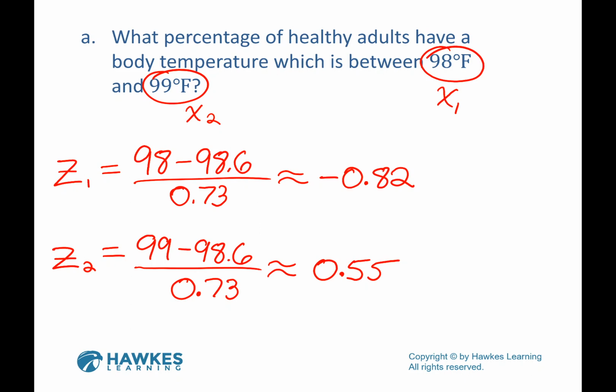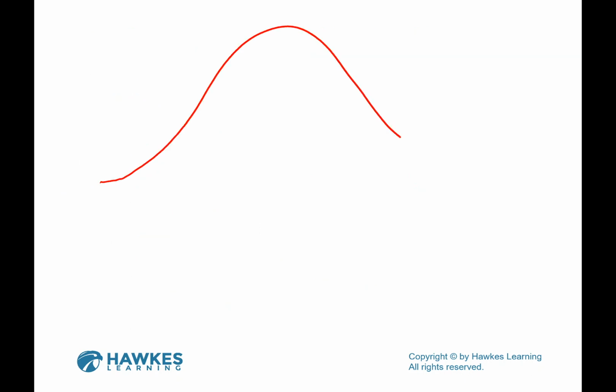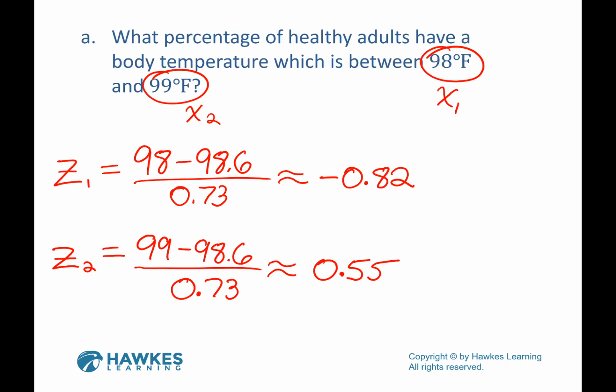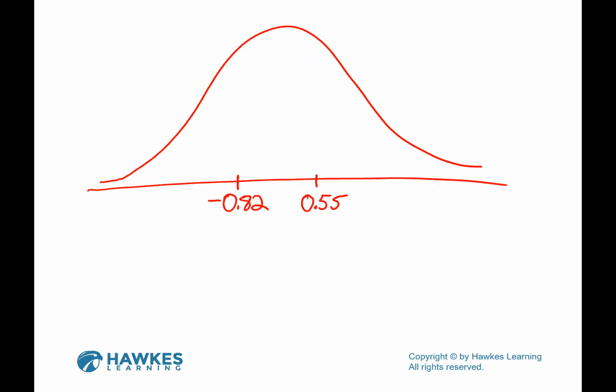Okay. So the picture of what's going on here: I've got two Z's on the standard normal distribution. What were they? Negative 0.82 and positive 0.55. They're somewhere in there. And then what area do we want on this one? Between. Between's pretty easy. There's not a lot of ways you can word between. It says we want to know the percentage of healthy adults that have a body temperature between 98 and 99. We want the area between these two z values.